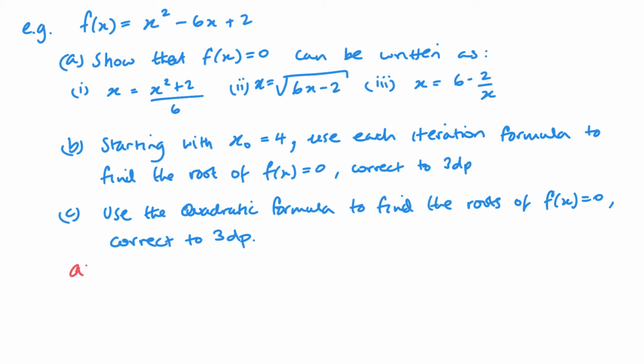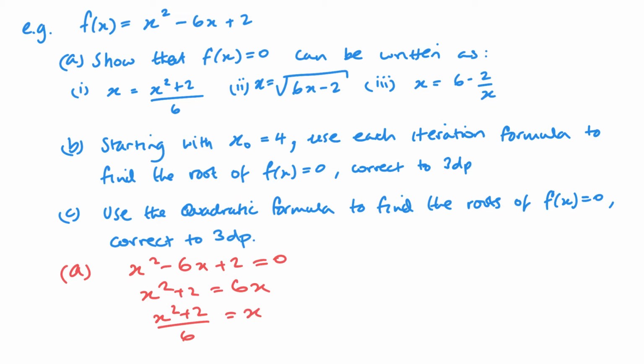And our first step here is just the rearranging. So we've got x squared minus 6x plus 2, and we need to rearrange it to show each of these options, and obviously equals 0 for the f of x. So x squared plus 2 over 6, that should be quite straightforward. X squared plus 2, we take the 6x to the other side, divide by 6, and there we have it.